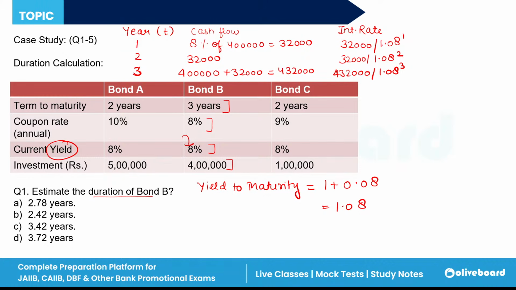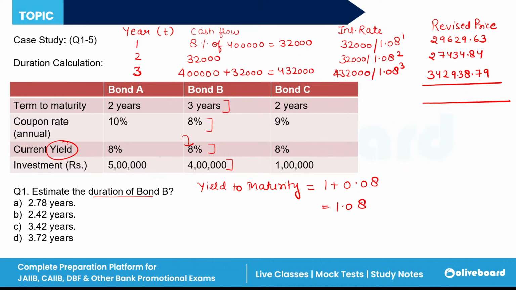Now when we calculate this with the help of our calculator, the revised price we get in the first year is 29,629.63, then 27,434.84, and in the third year it is 3,42,938.79. We have to do the total of this also. So what is the total? This is near about 4 lakh.